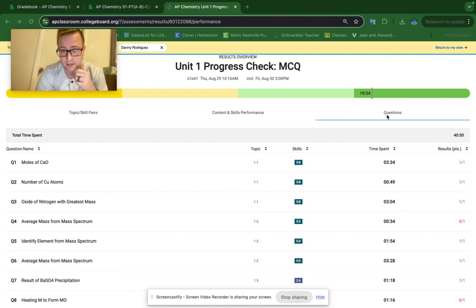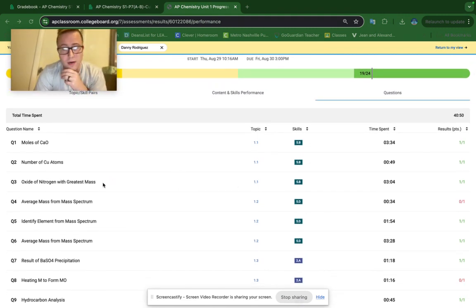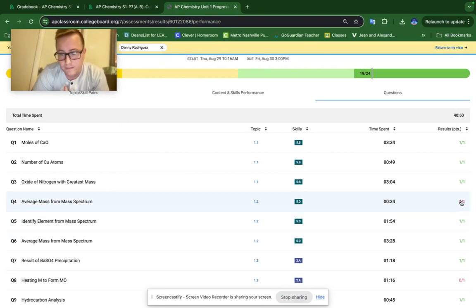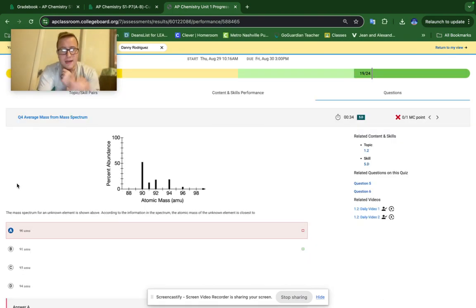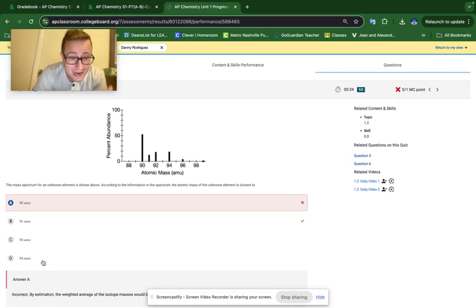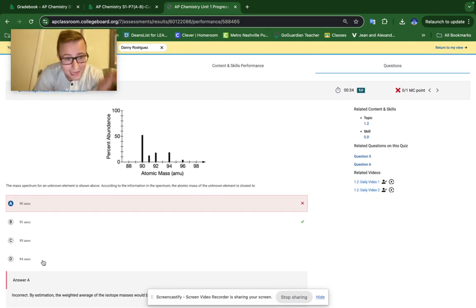That is not part of the test corrections. For test questions, I want you to go to the question that you missed, and it'll tell you what you missed. It'll tell you why you missed it, and it'll tell you the correct answer. So Danny picked 91 AMU. Okay, this is incorrect. This is the mass spectrum.